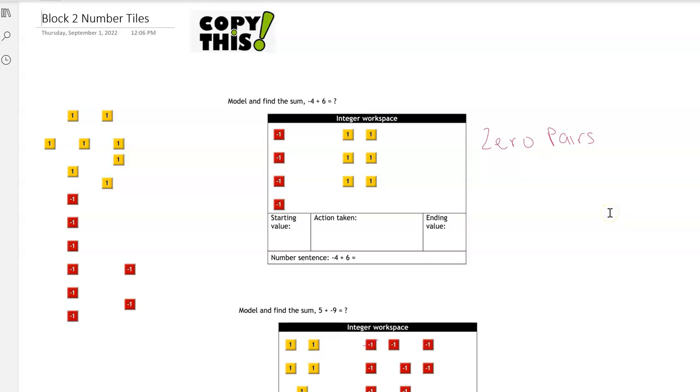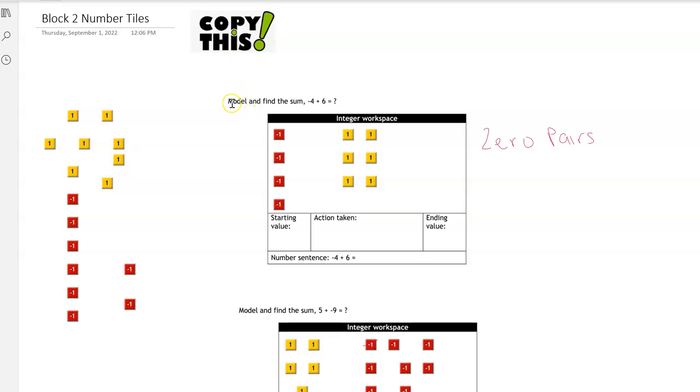Hello, this is block 2, number tiles. So what I need you to do, whenever you see the word copy this, I expect you to copy this into your notes, just like it appears here on the screen. You'll be reminded of this each time, but if you see this, that's your clue, your visual clue.